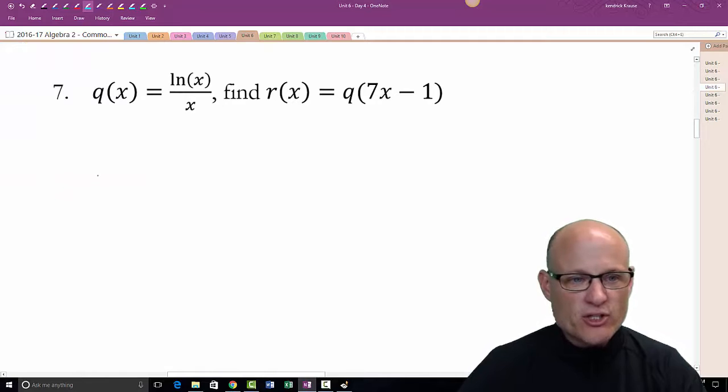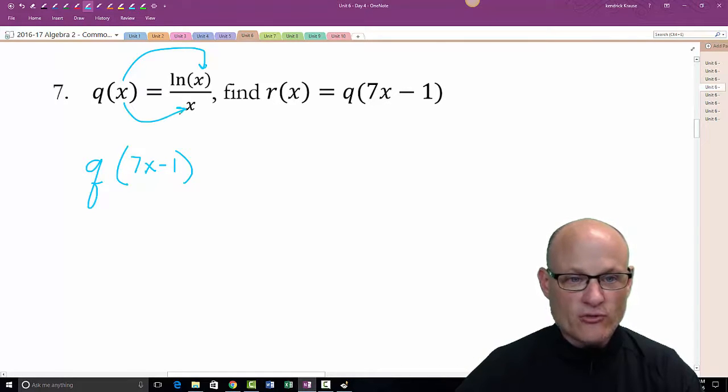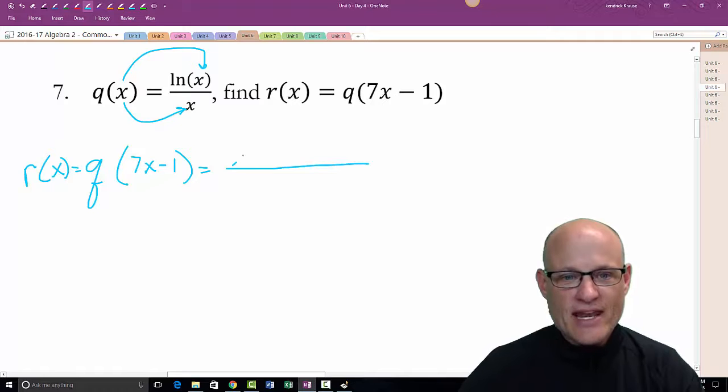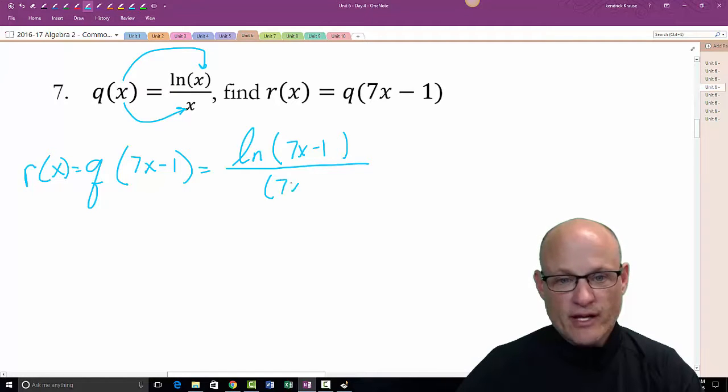All right, so we're going to do q of 7x minus 1. Now, x goes in here, but x also goes in here. So our new function, which I guess in this case is going to be called r of x, is equal to q of 7x, which is equal to the natural log of 7x minus 1 all over 7x minus 1.